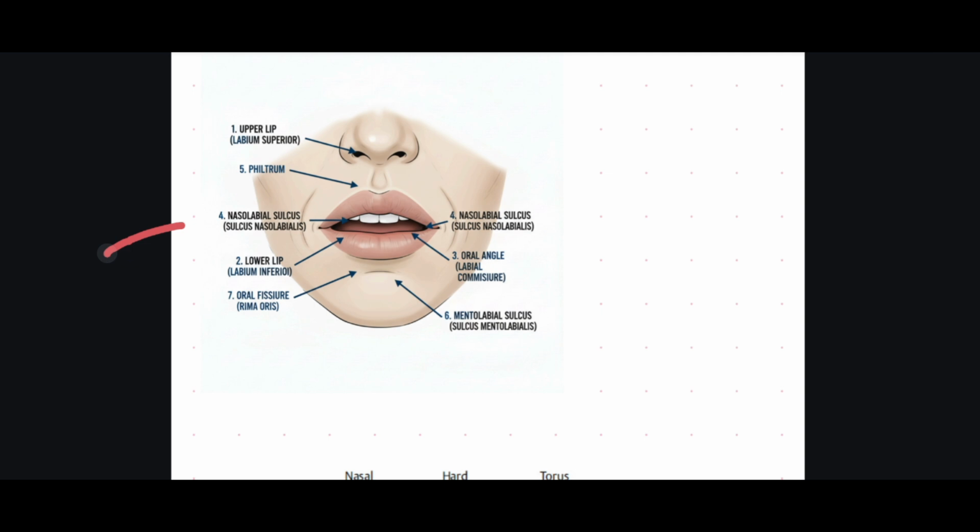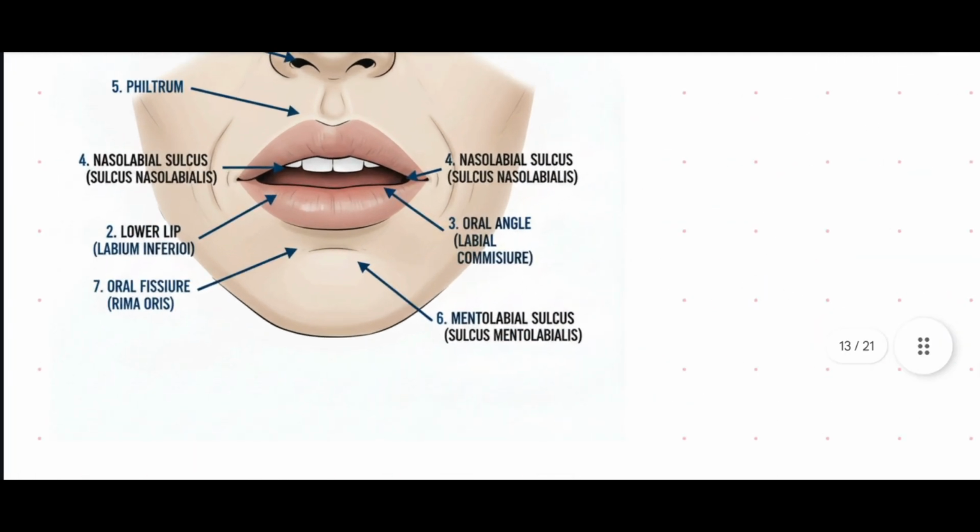We can see the lips, which are divided into two major parts, that is called the upper lip and the lower lip. Both meet at the lateral ends, that is called the oral angle or the labial commissure. Here you can see the oral angle or the labial commissure.